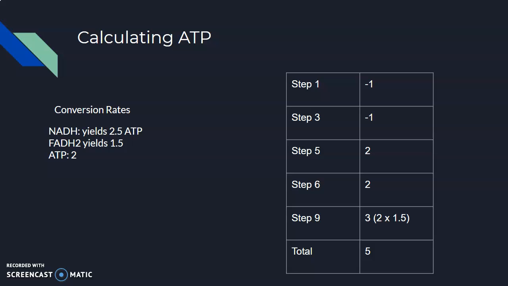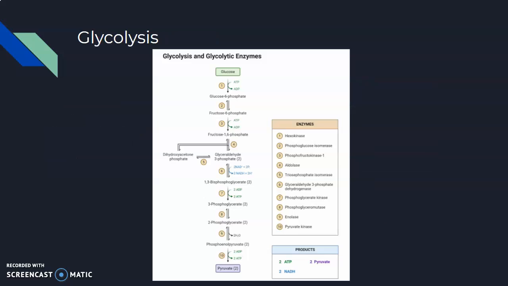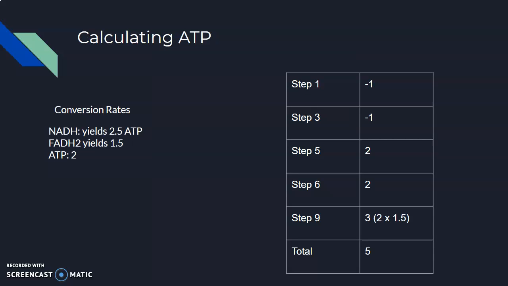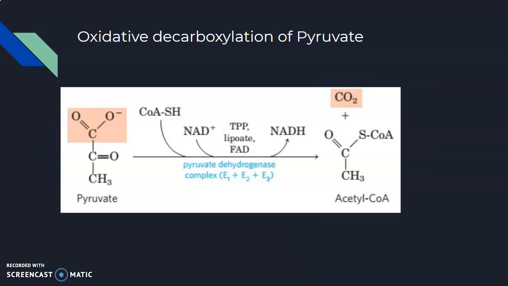So looking at glycolysis, where we just looked, we can see the different steps and how that converts. So step 1, ATP is lost, so it's a -1. Step 3, -1. Step 7, we see ATP being produced, so that's 2. Step 6 is 2.5, and then step 10 is 2, so that's a total of 5, because we lose 2, so we gain 3 plus 2, which is 5.